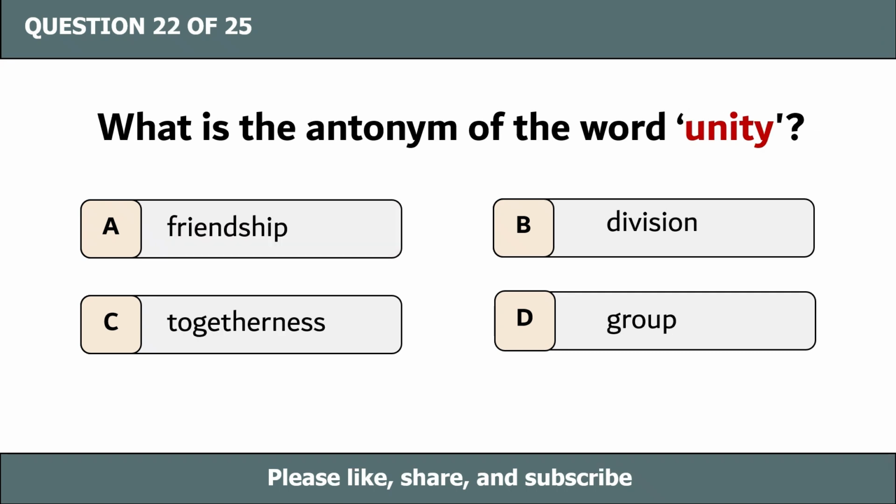Question 22. What is the antonym of the word unity? The correct option is B. Division.